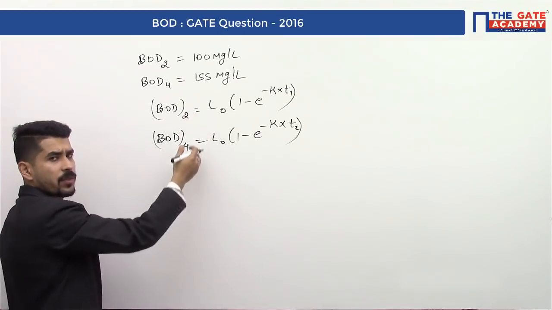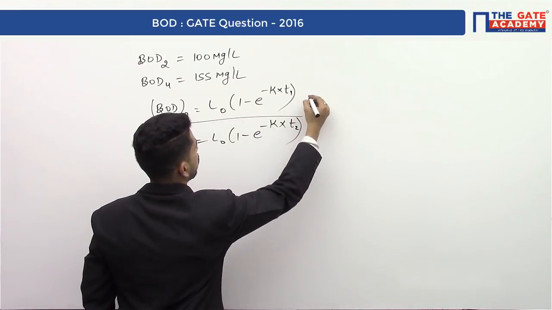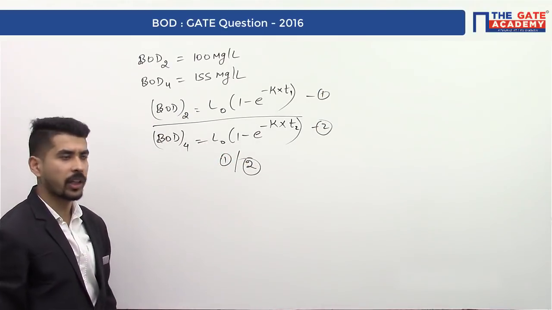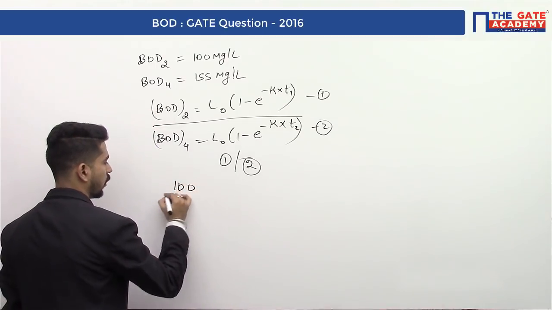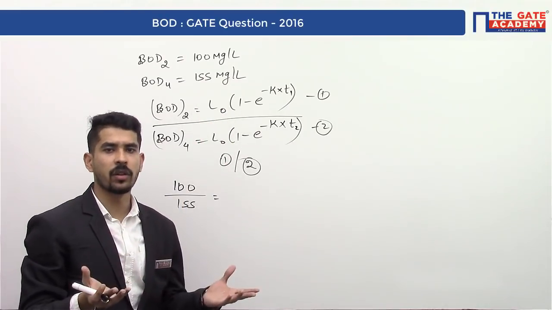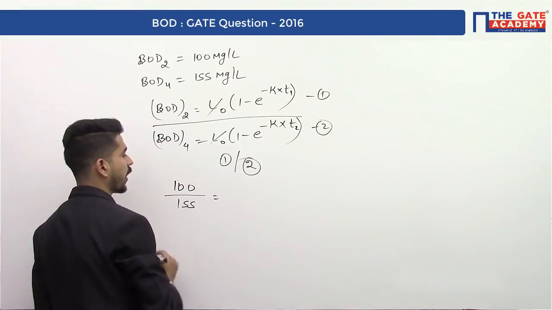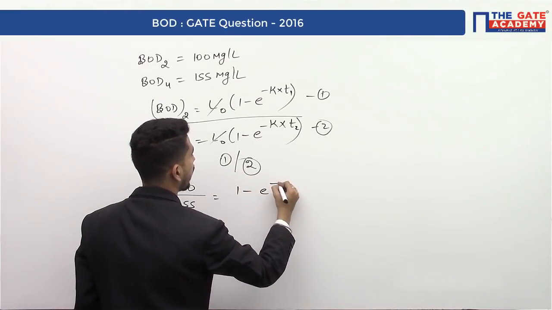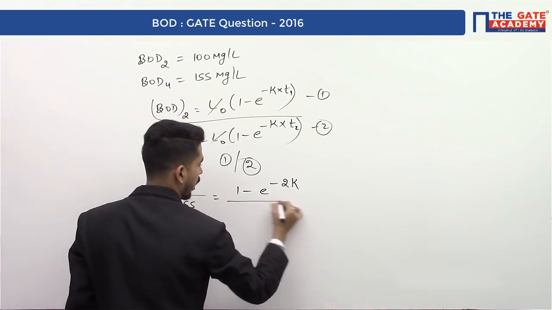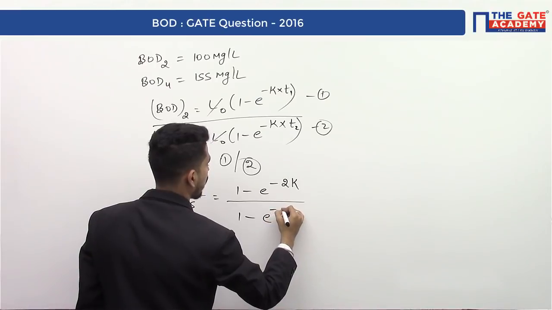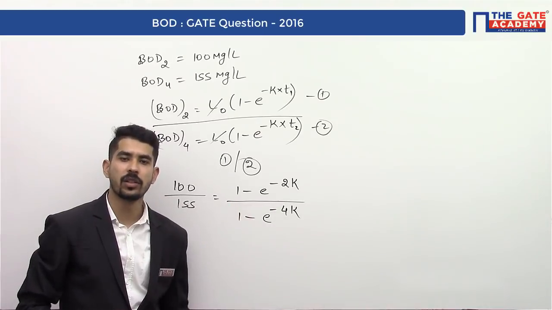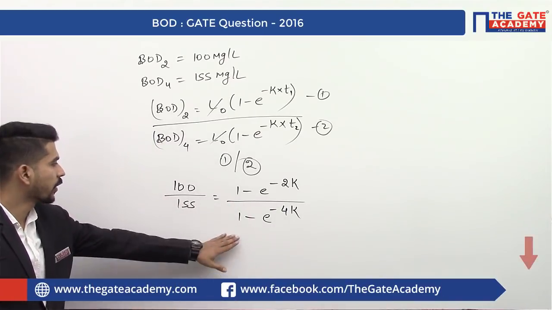So we have two expressions, right? I'll just divide these two expressions. This was 1 and this was 2, just dividing 1 by 2 and substituting all the values. So BOD2 over BOD4, this is 100 divided by 155, equal to... the ultimate BOD for both is constant because the wastewater is the same, so L0 and L0 will get cancelled. This is 1 minus e to the power minus 2k, because the time period is 2 days, divided by 1 minus e to the power minus 4k, right? By simply solving this equation, we will get the value of k.